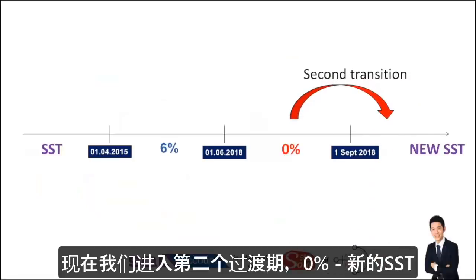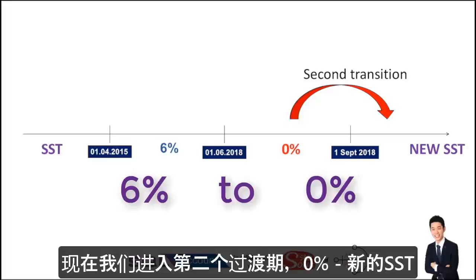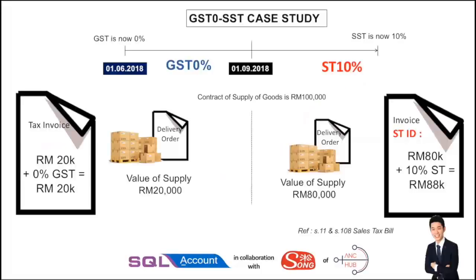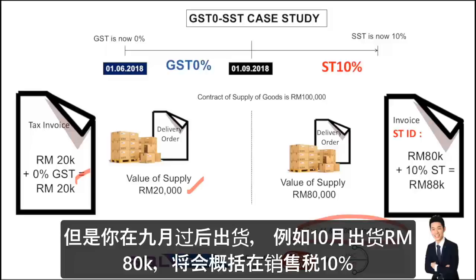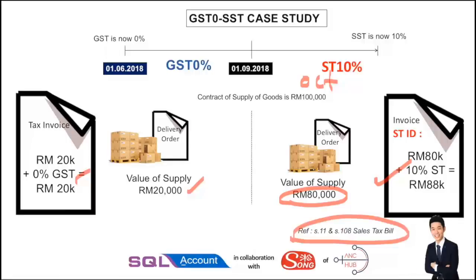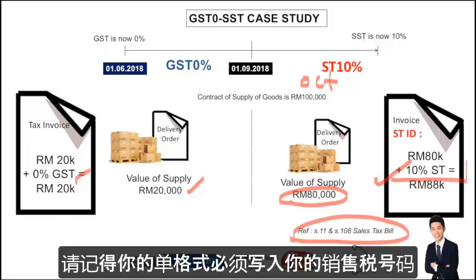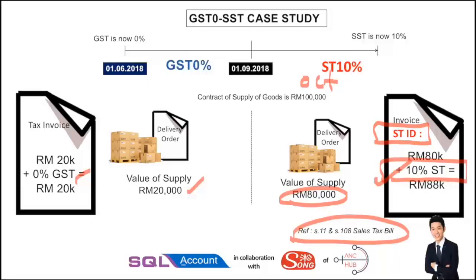Now we are going to the second transition, 0% to the new SST. Applying section 11 and section 108 of the Sales Tax Bill, whatever you issue out in June remains at 0%. However, when you issue out stocks after September, let's say this is in October, this value of supply of 80,000 will be subject to sales tax of 10%. And remember, you have to amend your invoice format and put in your sales tax ID.